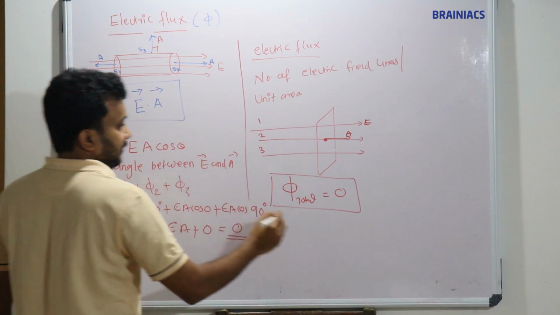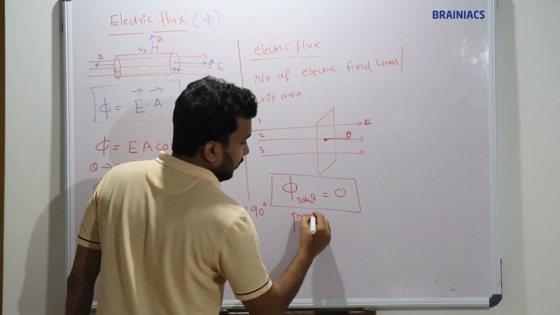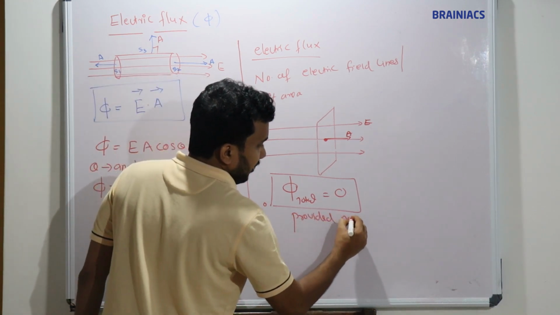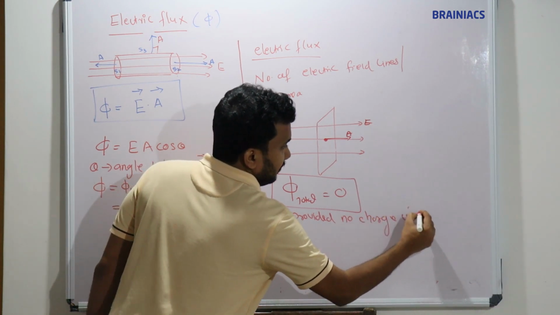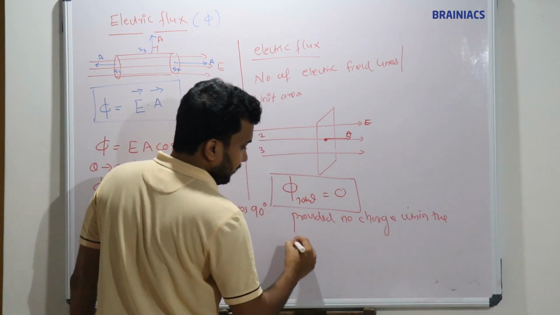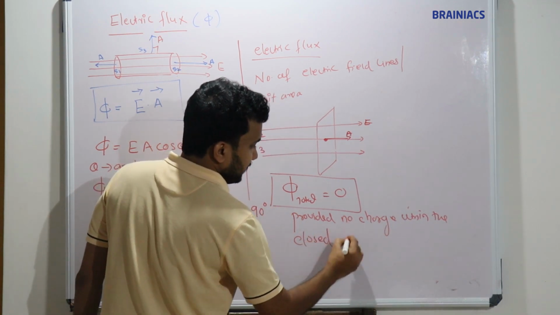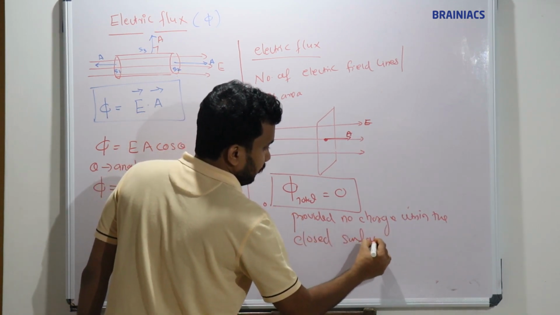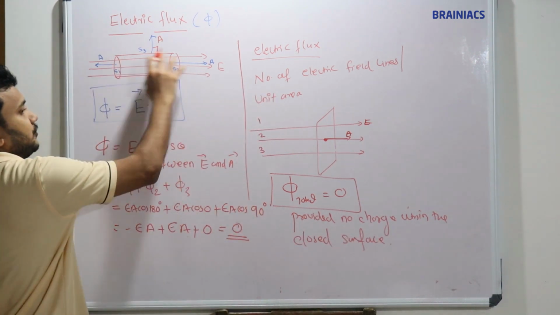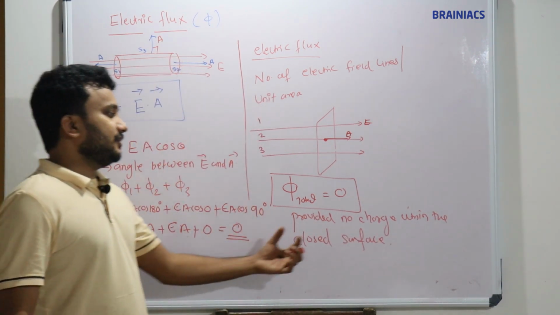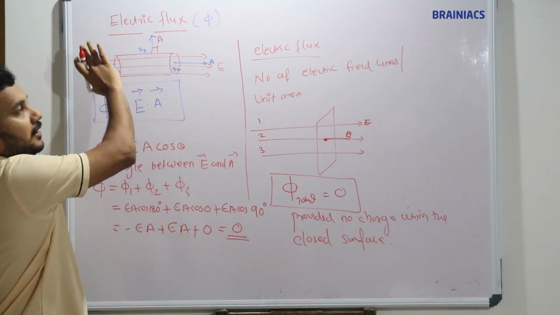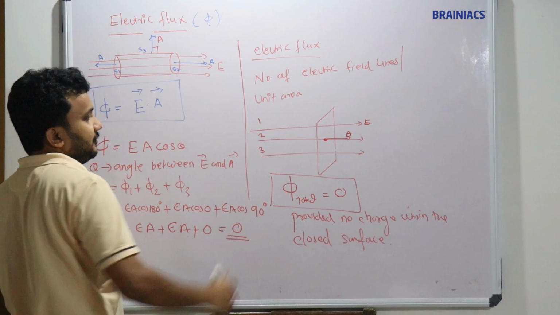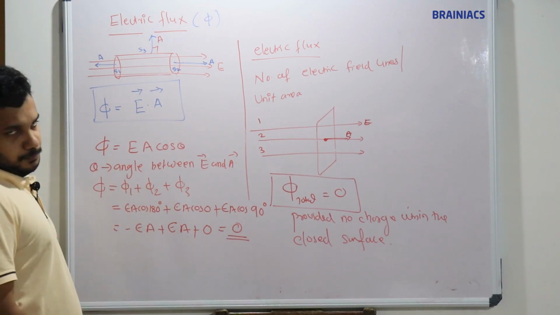Provided, we'll write a condition, provided no charge within the closed surface. This is a closed surface, and that closed surface doesn't contain any charges. Charges are outside of the surface. In that case, the total electric flux will be equal to 0.